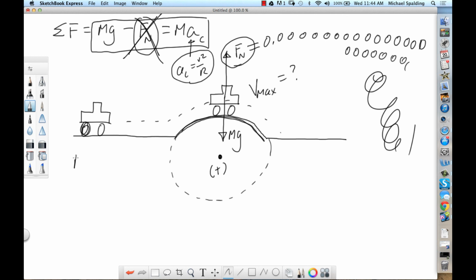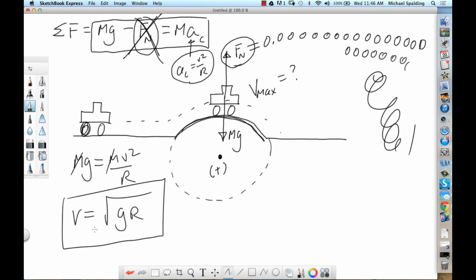What are you left with? You're left with mg equals mv squared over r. The m's cancel. Again, guess what you get? The same equation. So look, Vmax and Vmin, it's really the same thing. It's the same equation. When do you have minimum velocity? Minimum velocity is if you're underneath the loop, and then maximum is if you're on top. But it's square root gr.